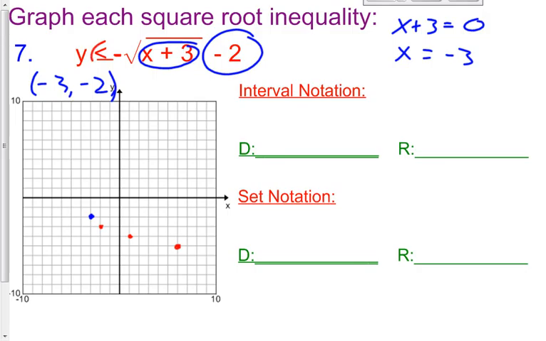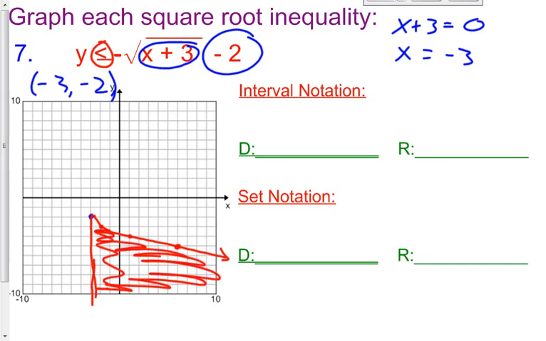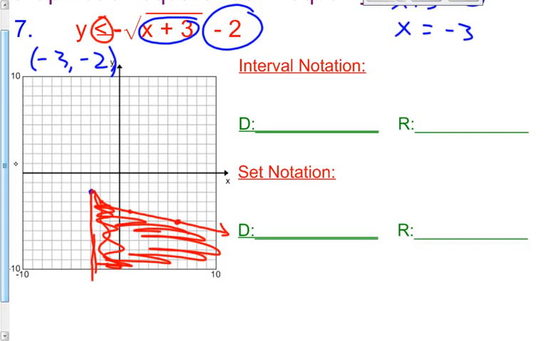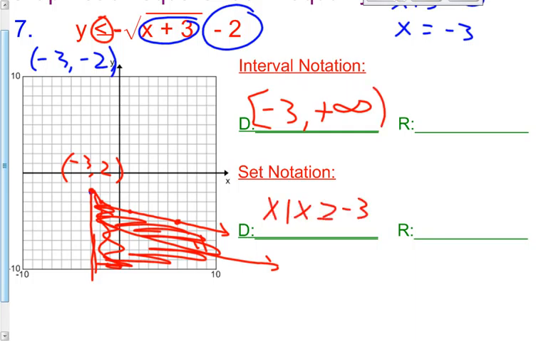Now this is a less than or equal to, so that means it's going to be a solid line that connects these dots. And because it's less than, your shading is going to be everything below. So your boundary is right here, and you're going to shade everything below the line. So it's going to be everything down here. So for your interval notation, starting from left to right, it starts at negative 3. Right here is negative 3, and then it goes all the way to positive infinity. So from negative 3 to positive infinity. So your domain is x such that x is greater than or equal to negative 3.